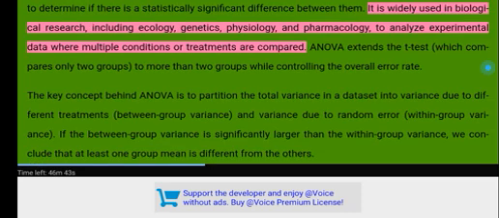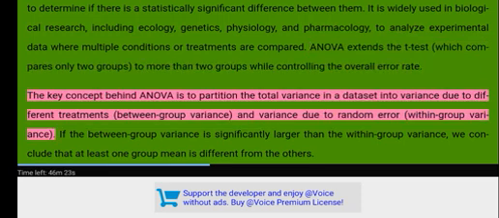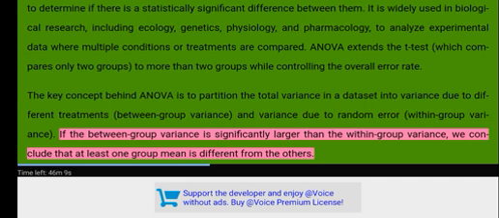It is widely used in biological research, including ecology, genetics, physiology, and pharmacology, to analyze experimental data where multiple conditions or treatments are compared. ANOVA extends the t-test, which compares only two groups, to more than two groups while controlling the overall error rate. The key concept behind ANOVA is to partition the total variance in a dataset into variance due to different treatments, between group variance, and variance due to random error, within group variance. If the between group variance is significantly larger than the within group variance, we conclude that at least one group mean is different from the others.